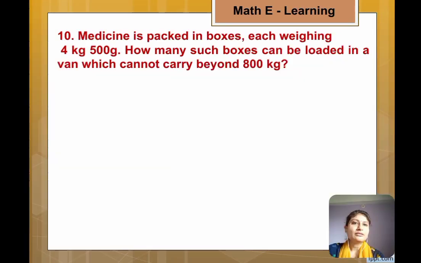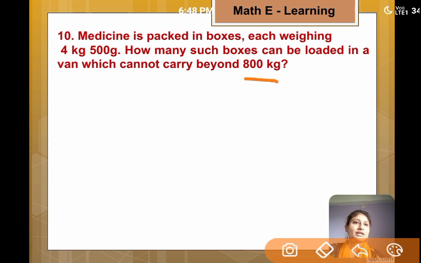Question number 10. Medicine is packed in boxes, each weighing 4 kg 500 grams. How many such boxes can be loaded in a van which cannot carry beyond 800 kg? Now capacity of the van is 800 kg and weight of one box is 4 kg 500 grams. Here it is in kilogram and grams both. So first we convert into grams.